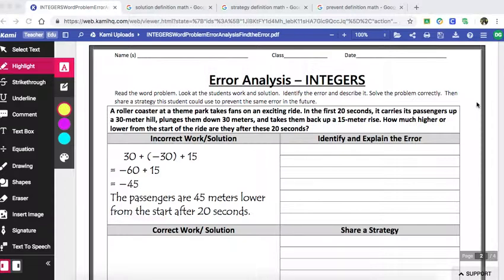The first time I read, I'll ask, what is the situation? The second time I read, I'll ask, what are the quantities and are they related? And then the third time, I'll ask, what are the possible mathematical questions that can be asked in this situation?